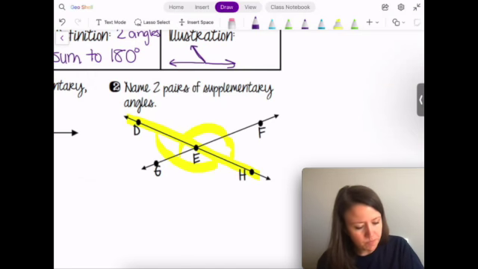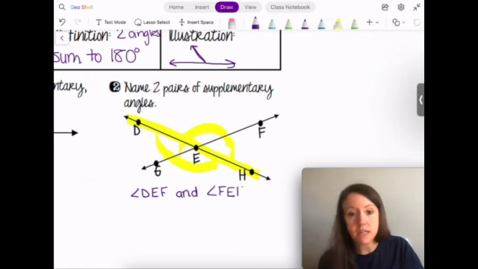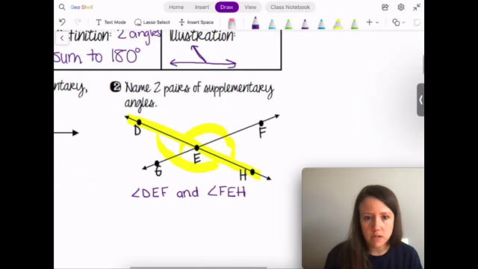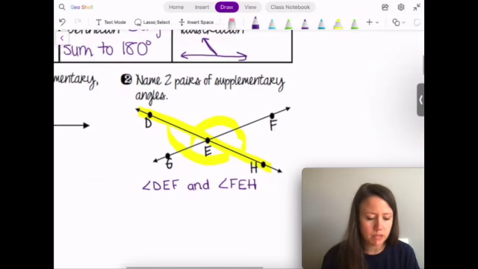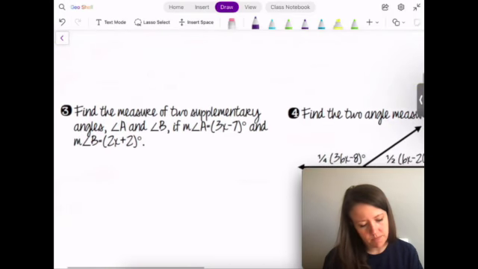Okay, so angle DEF and angle FEH is an example. Again, you can list them all. Feel free, pause. That's what the pause button is there for.